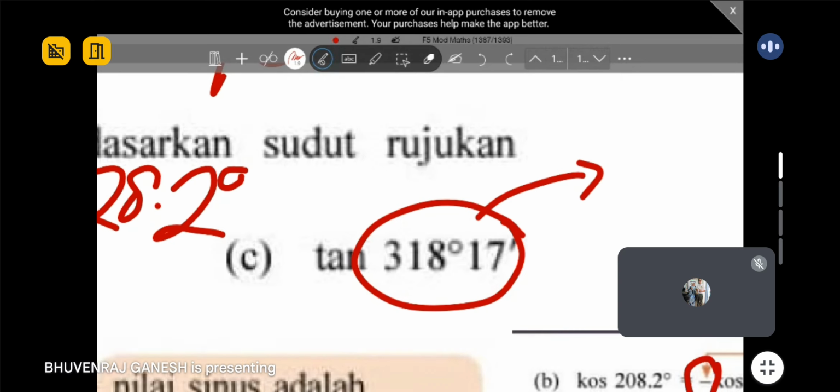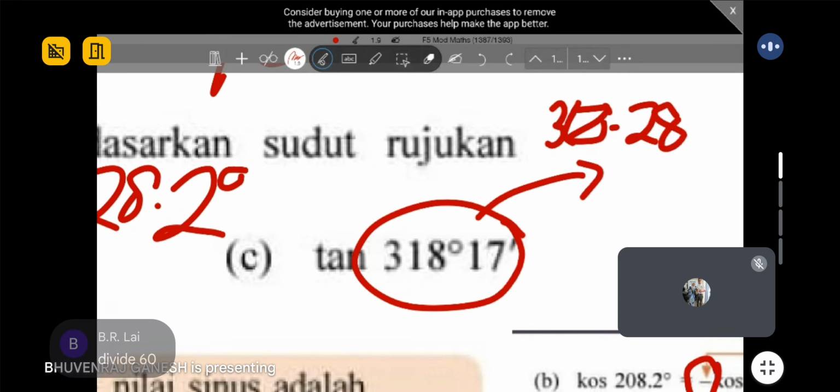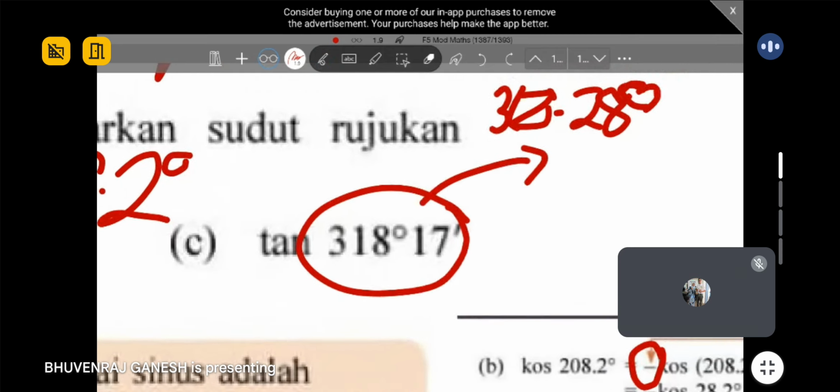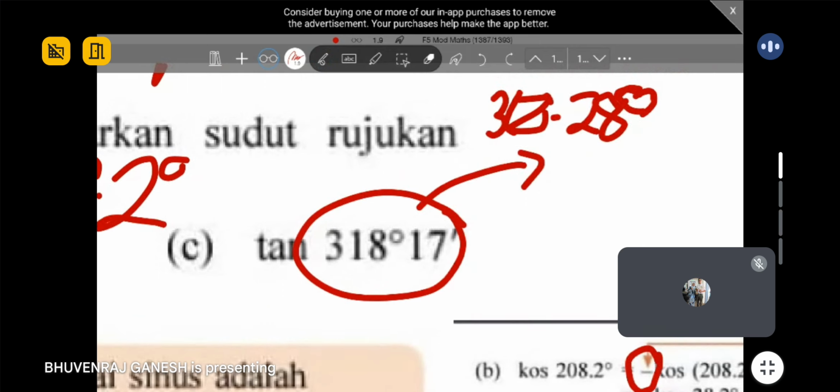Okay, very good. The answer is 318.28. Okay, so you will get 318.28. Yes, correct. Okay, you just need to divide 60 only. Bahagi 60. Okay, so yeah. Okay, so tangent, fourth quadrant, quadrant keempat.